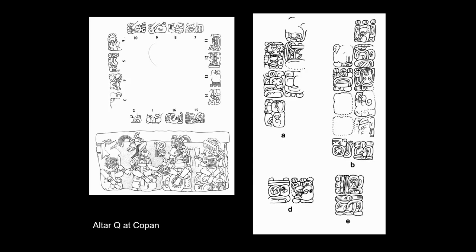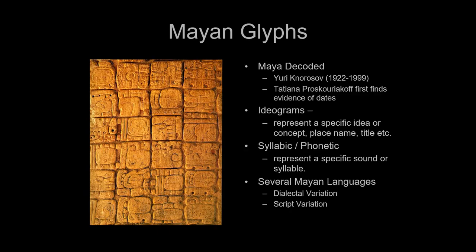So this monument would have been erected by King Yashpak in 776 AD. And so it goes all the way back to 426 AD. It shows each of his ancestors in turn leading up to his life. And it shows how closely writing and art are linked together, which brings us to Mayan writing and Mayan glyphs.